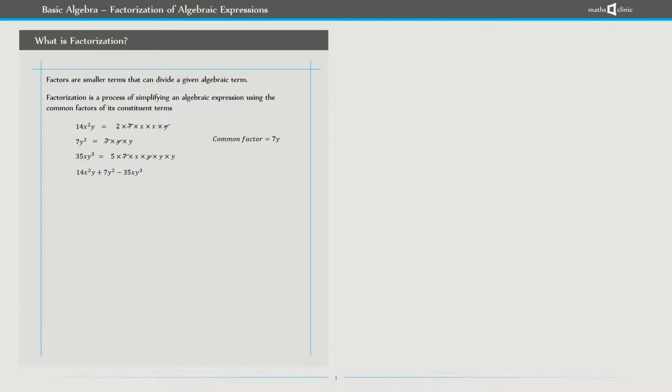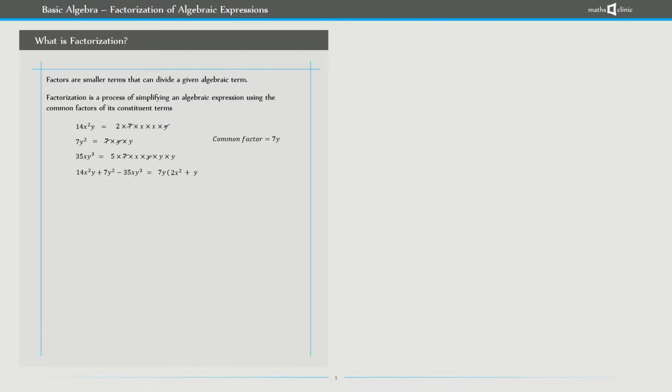We can use 7y to factorize, that's what it's called, an expression like this. Let's say we had the expression 14x squared y plus 7y squared minus 35xy cubed, i.e. this expression is made up of the terms that we just broke down. We can use 7y to break this down, and what we have equals 7y, open bracket. We divide 14x squared y by 7y, and we have 2x squared. Then we had 7y squared. We divide 7y squared by 7y, and we have plus y.